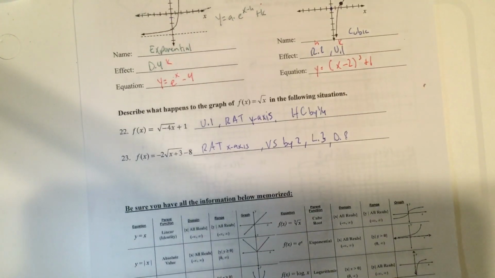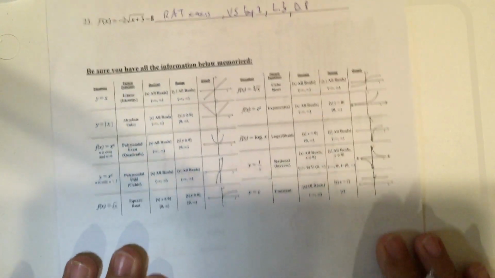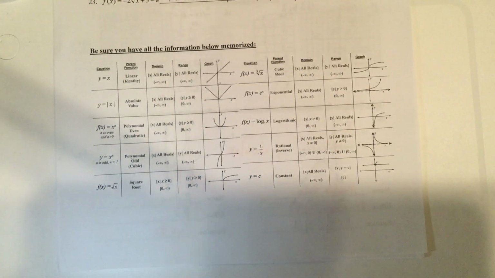And then last but not least, after this, you do have these parent functions to kind of look over and memorize if you need to. Knowing the name, equation, domain, and range, and what the graph looks like. That completes the review.